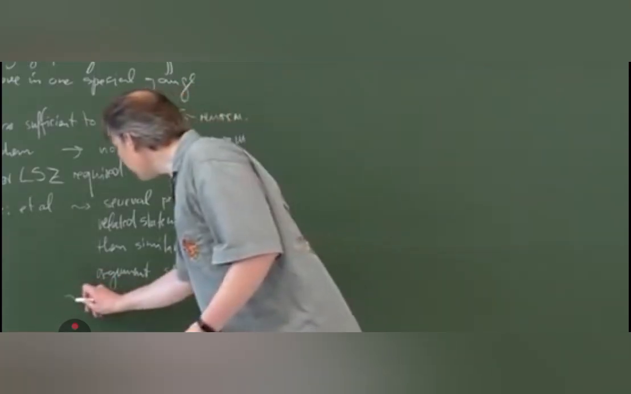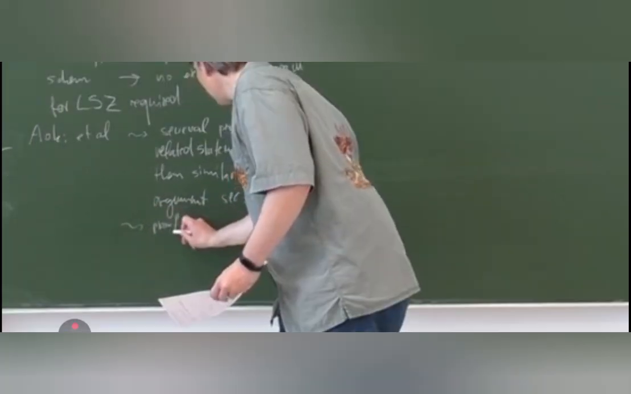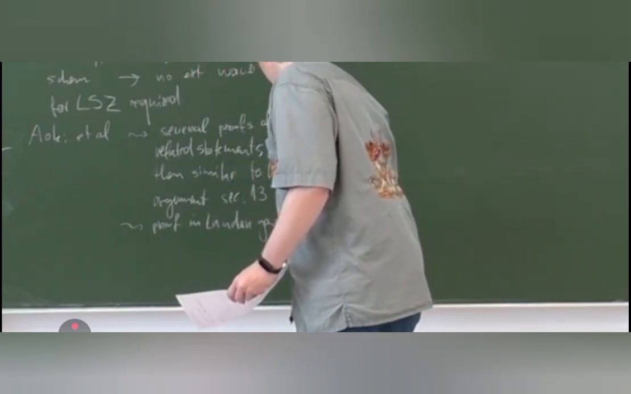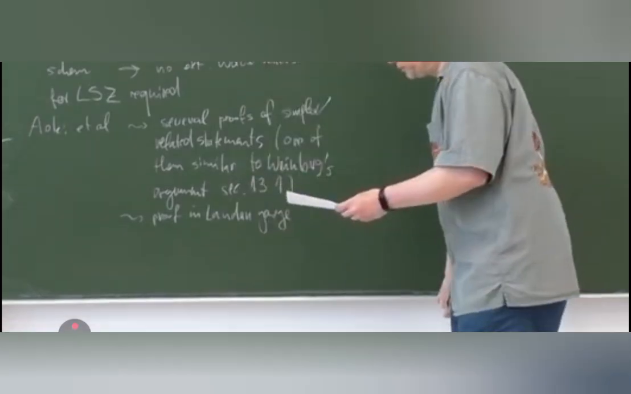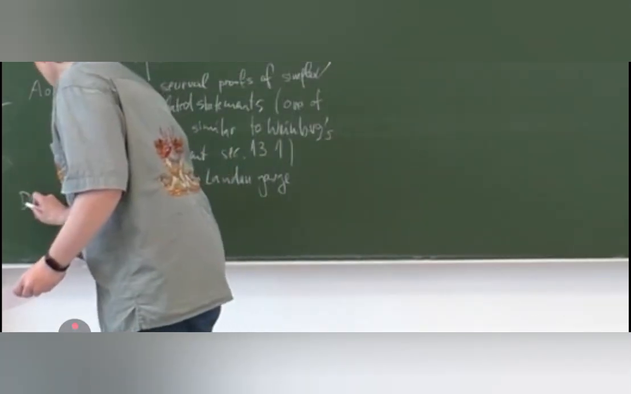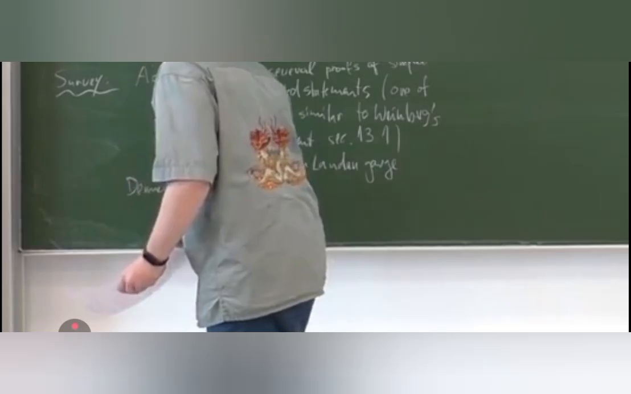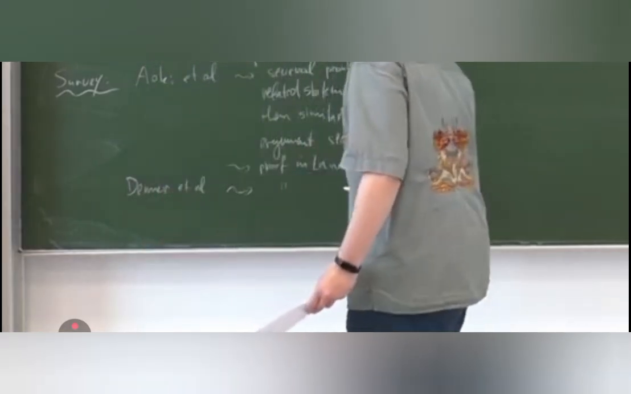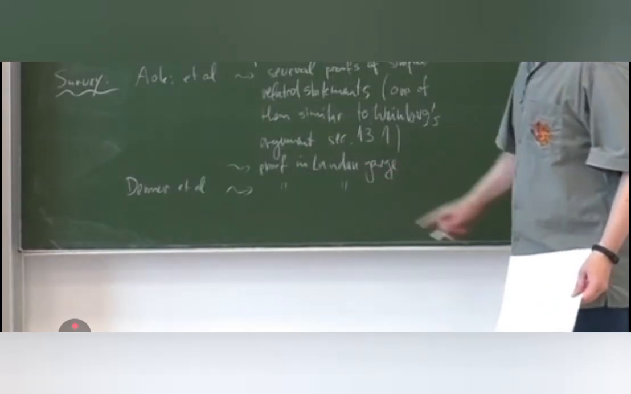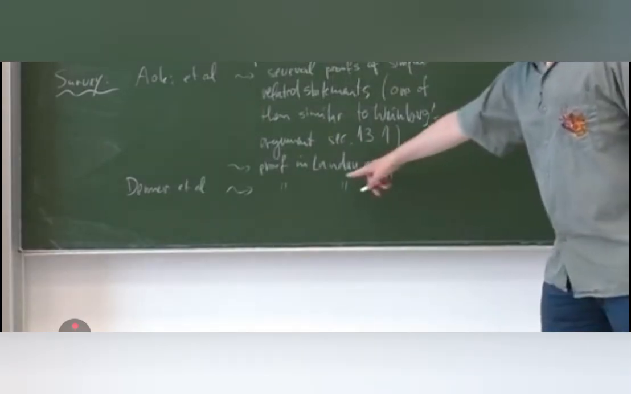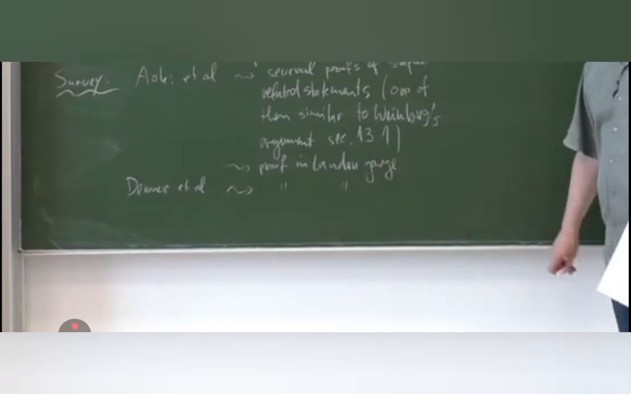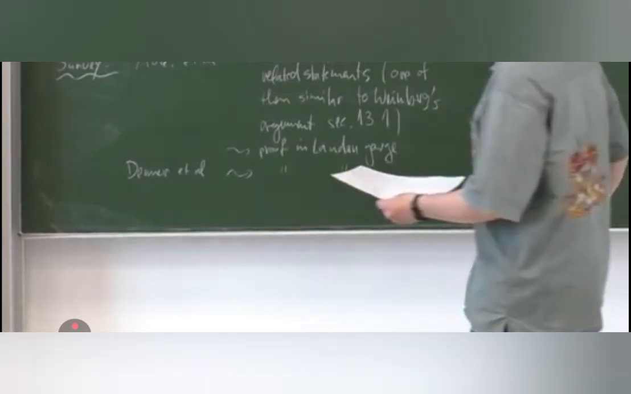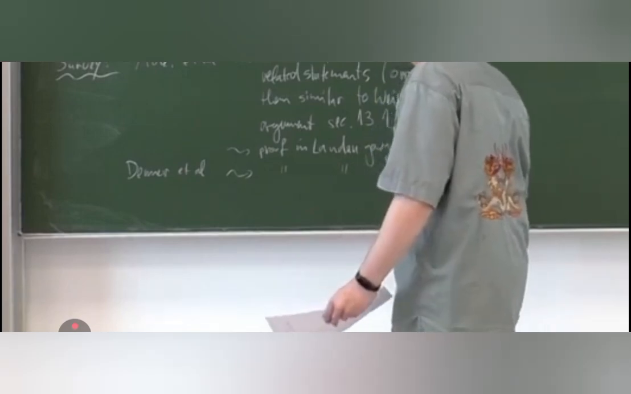And then they give a proof in Landau gauge for the statement that we actually want. Then in these various papers and books by Denner et al., they also give this proof in Landau gauge, and the formulation that they give is a little bit closer to what we do in the lecture. However, it follows the same line of thought. Let's say maybe a modern presentation.